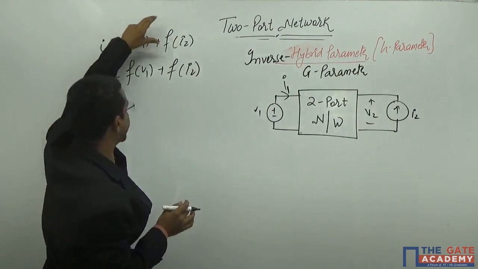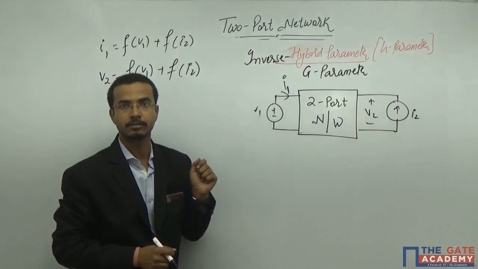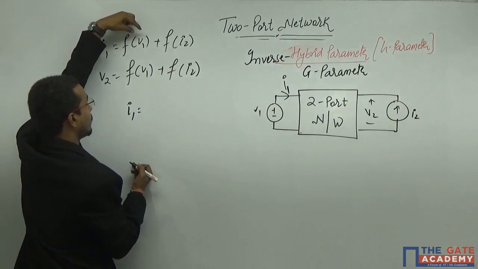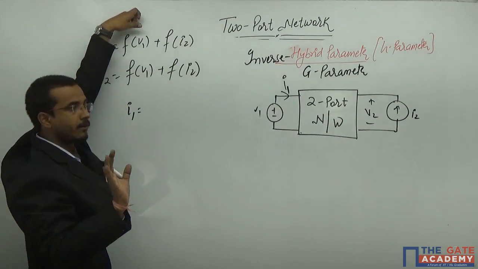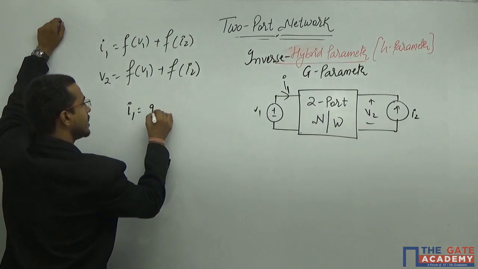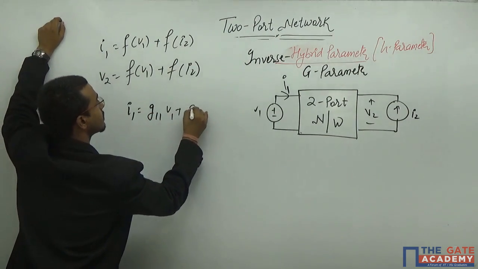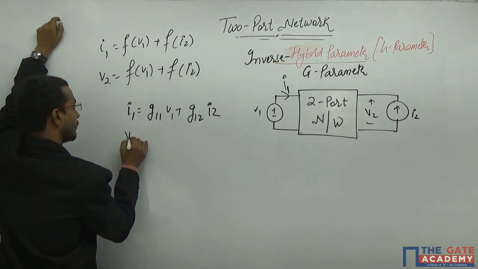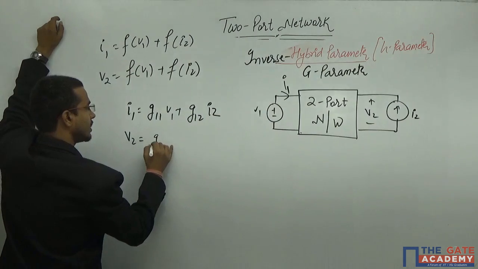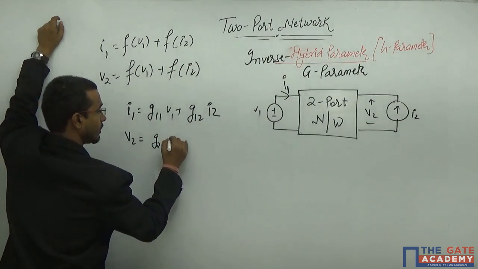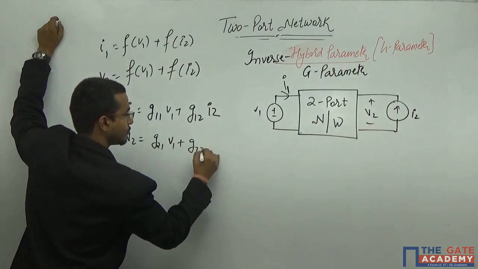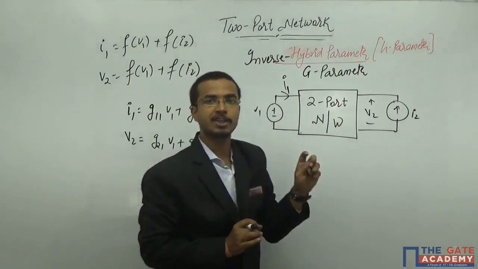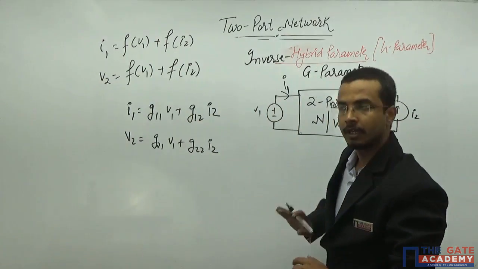That means whatever the constant factors you will get, that is only the G parameter of this. That means you can write down here I1 is equals to G11 V1 plus G12 I2. Here V2 is equals to G21 V1 plus G22 I2. Same as you have done for H parameter, the same analysis you will do here for this.